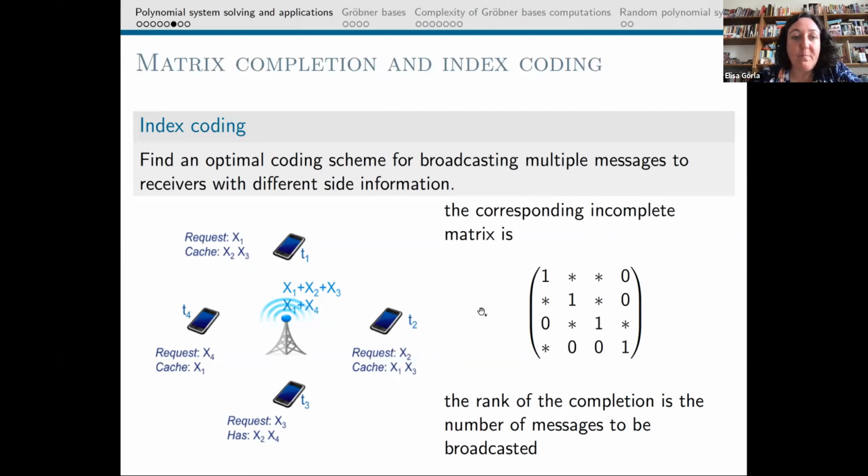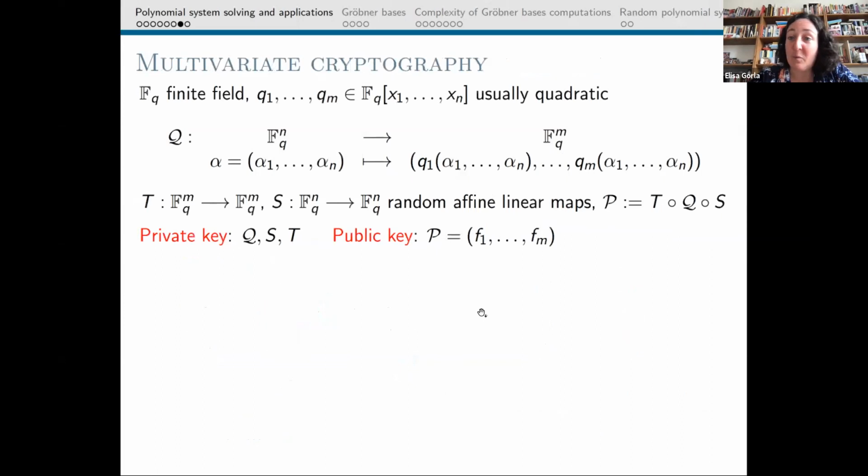In coding theory. And now I come to cryptography. So this is my last application of polynomial system solving, and then I come to polynomial system solving. So in cryptography, the big deal lately is post-quantum cryptography.